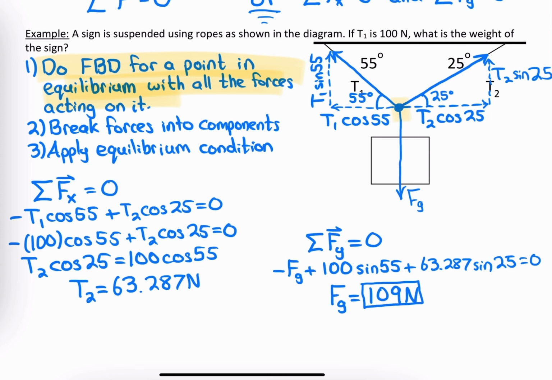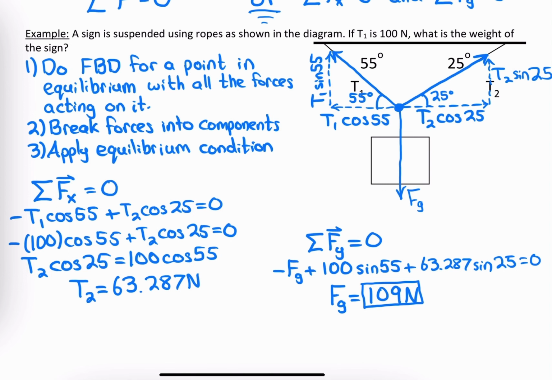Then we decided to take a components approach to solving this. So we broke all the forces into components, right? X and Y for every force. Then we said, since this is an equilibrium, let's apply the condition of equilibrium, which is the sum of the forces in the X have to be 0 and the sum of the forces in the Y have to be 0. And by applying both of those conditions, we were able to solve for the things we didn't know and ultimately get the answer to the problem.